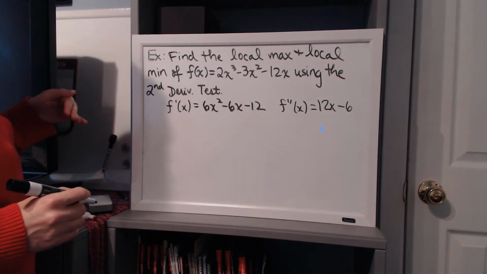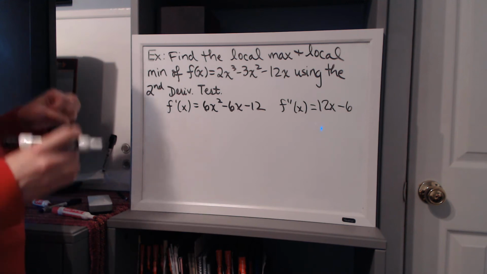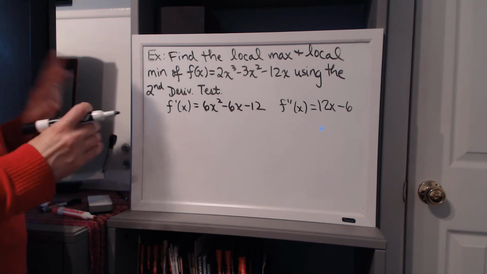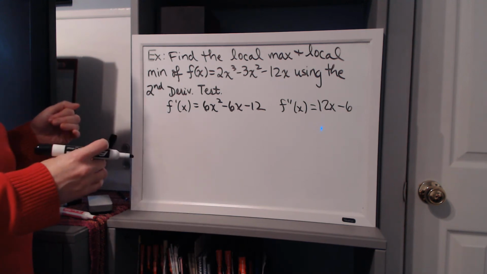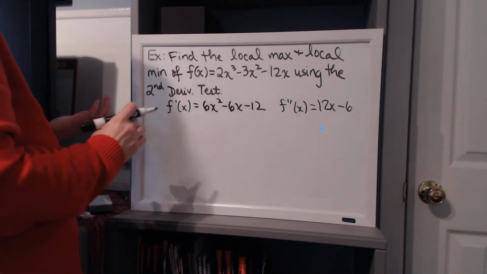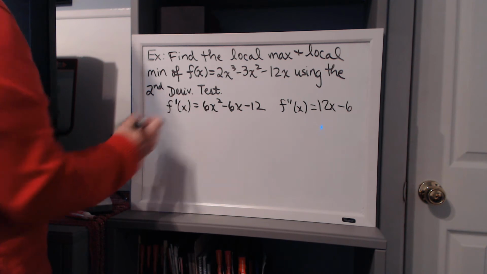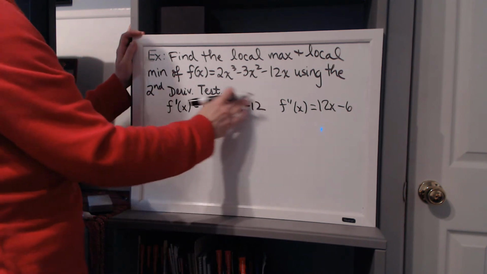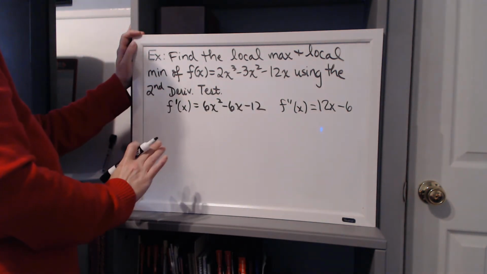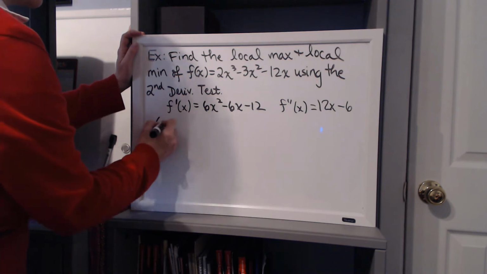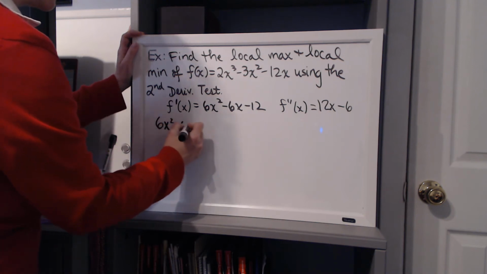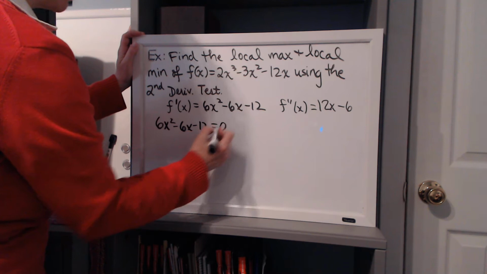Now to use the second derivative test, what we're doing is testing critical numbers, critical values, to figure out whether we have a local max or a local min. Critical values, in this case we have a polynomial, so it can only be where the first derivative is equal to 0. So we're going to set our 6x squared minus 6x minus 12 equal to 0, and we're going to factor.